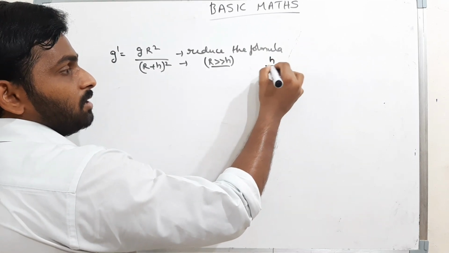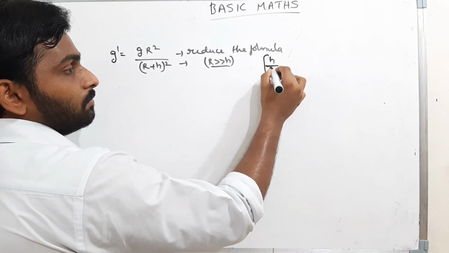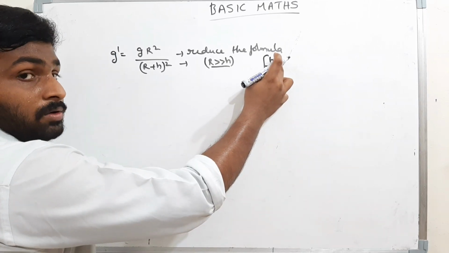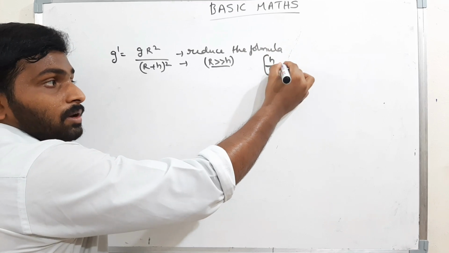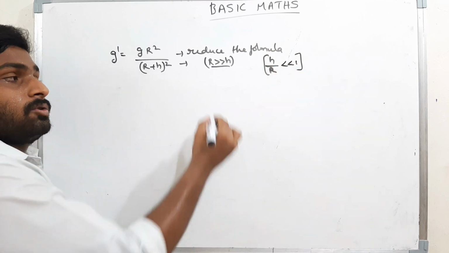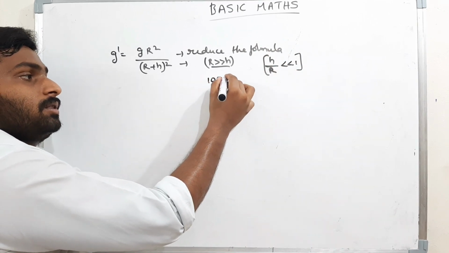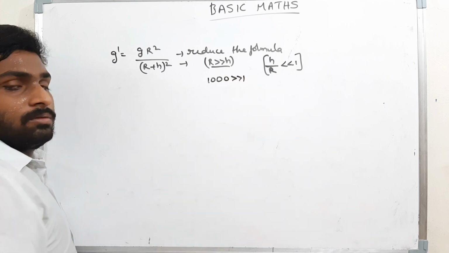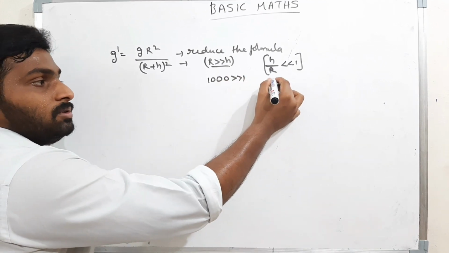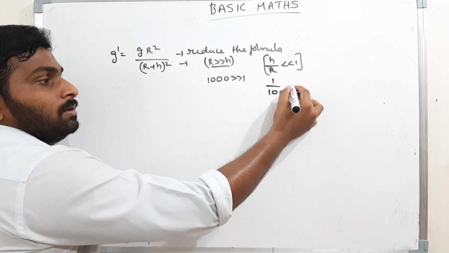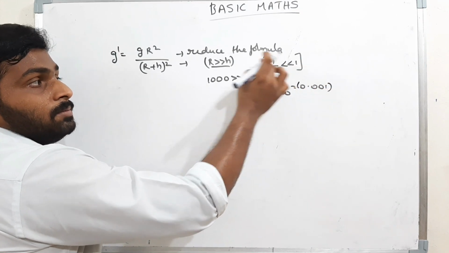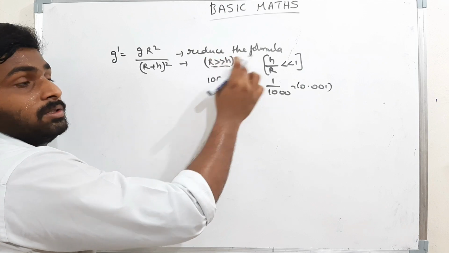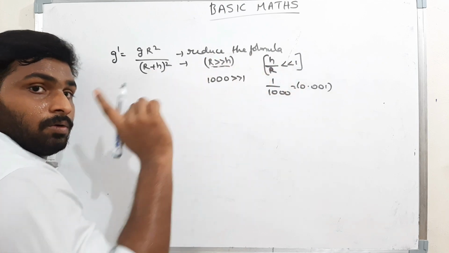That means what is the value of H by R? H is a very small value and R is a very large value. Therefore the whole value will become very very less than 1. Now see here, 100,000 is greater than 1. Okay, we'll accept it. Therefore 1 by 1000 is 0.001, which is a very small value. The same thing here. R is very large when compared to H. Therefore H by R is always less than 1.